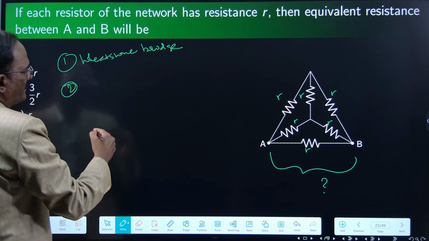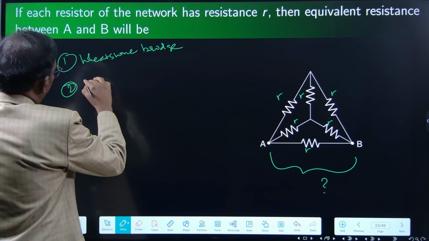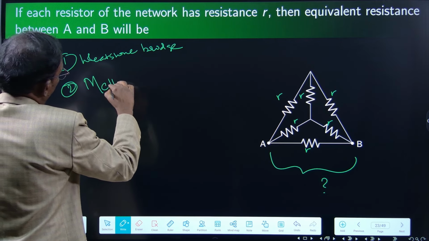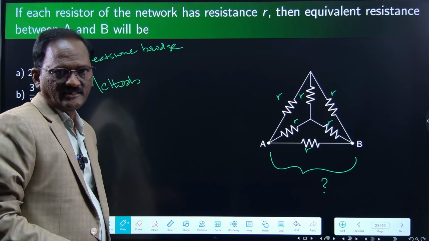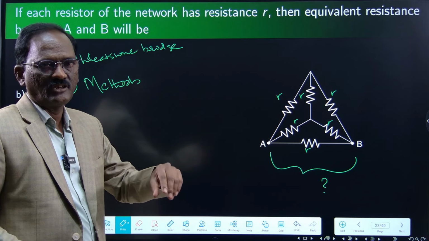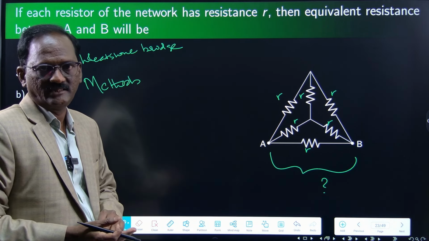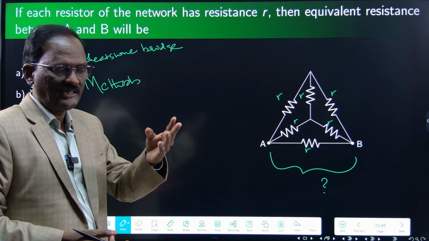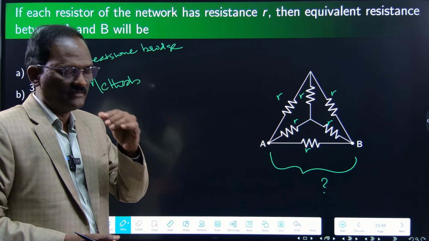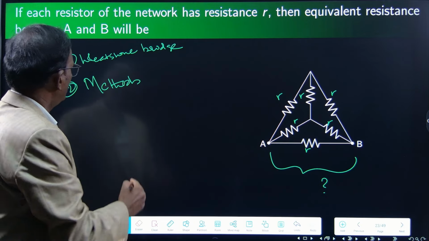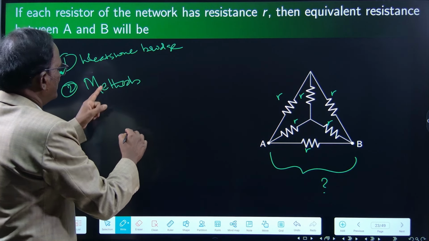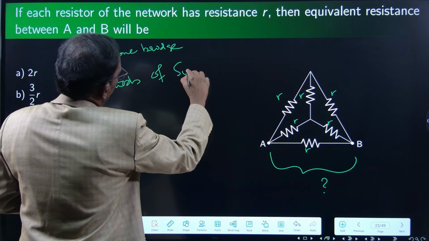Number 2, methods of symmetry. Because all are having equal value of resistance, P by Q is equal to R by S. In the previous case, we had different values of P, Q, R, S. But here, since it is the same value, we can use methods of symmetry.